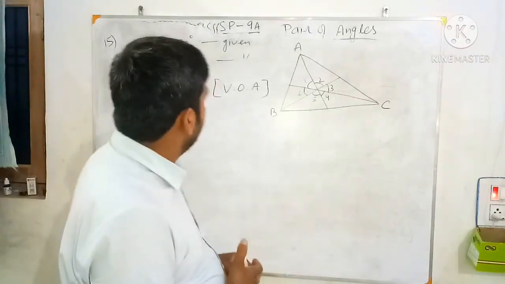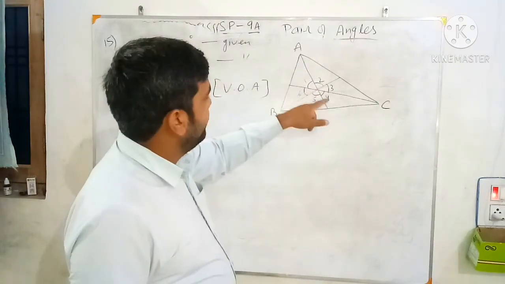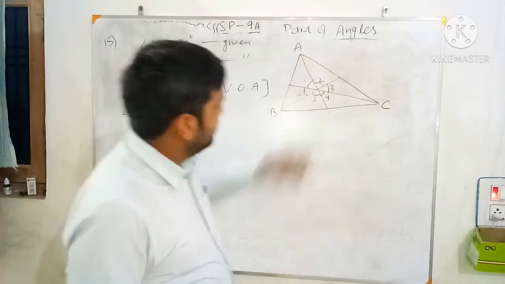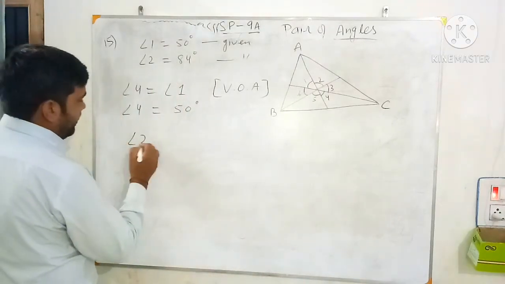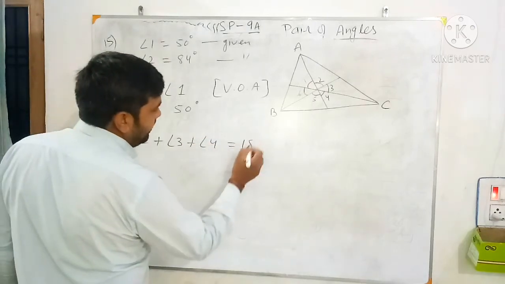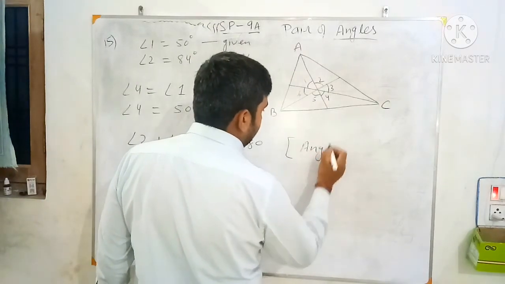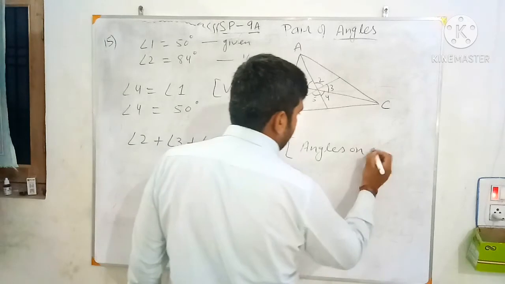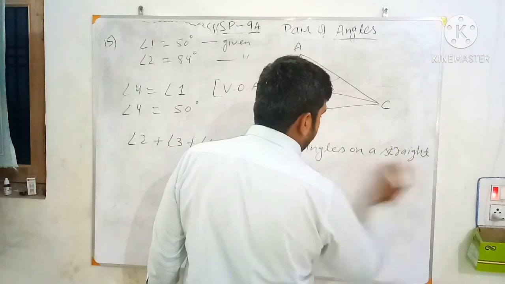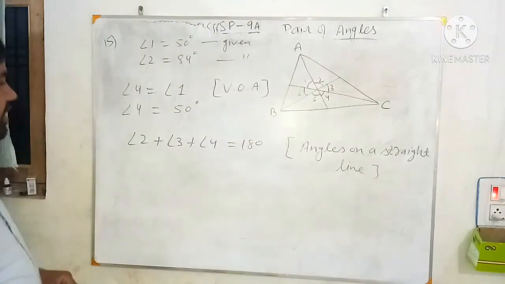Now see, angle 2 we have 84 degree, 4 we got 50 degree, and angle 2, 3, 4 is on a straight line. So the sum of angle 2, angle 3 and angle 4 is equal to 180 degree. Reason, angles on a straight line. So the sum of the angles on a straight line is 180 degree.